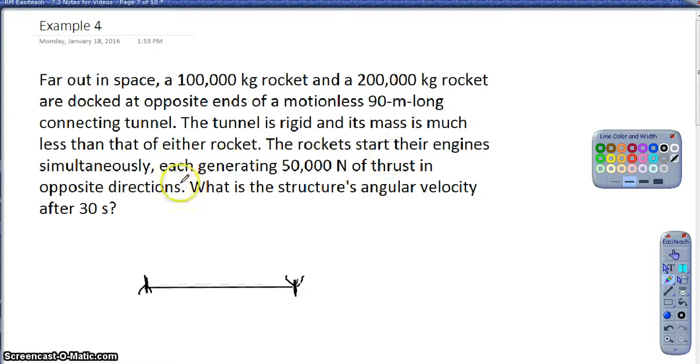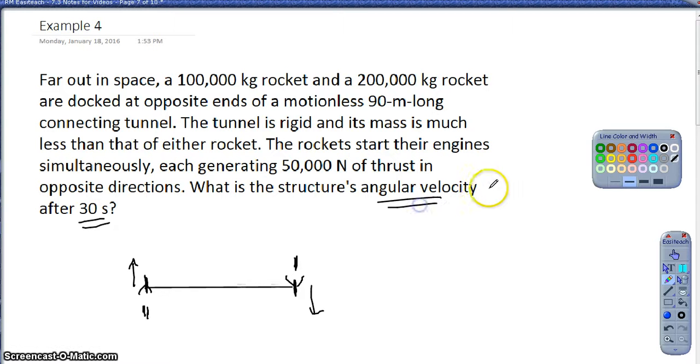The rockets start their engines simultaneously, generating 5,000 newtons of thrust in opposite directions. So what that's saying is one's thrusting this way, so it's going to move downward. The other one's thrusting this way, so it's going to move upward. So they move in opposite linear directions, but they're actually both going to cause the same rotation, right? If I look at the way that I've drawn this diagram, they're both going to cause this system to rotate in the clockwise direction. What is the structure's angular velocity after 30 seconds?